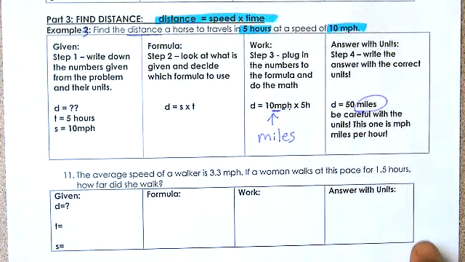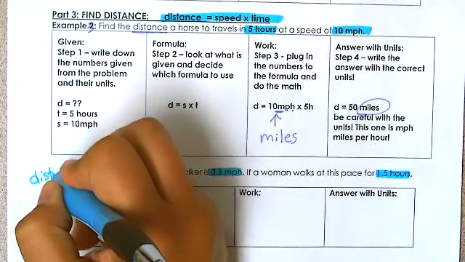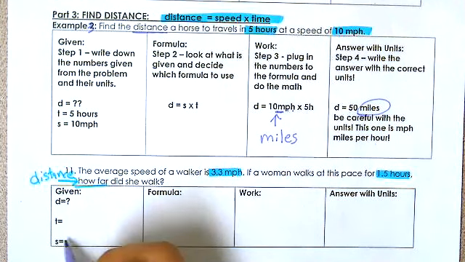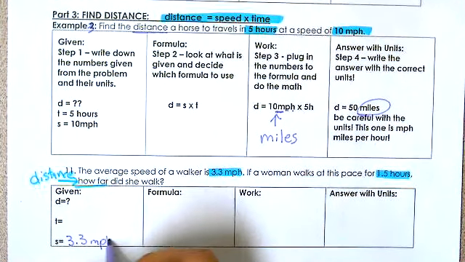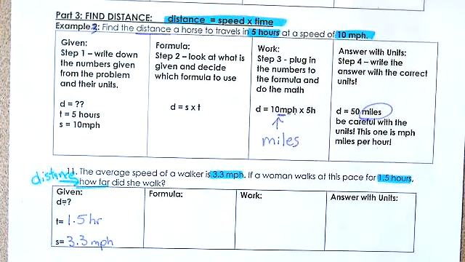Okay, let's do one more together just to make sure you know what you're doing. Number 11, the average speed of a walker is 3.3 miles per hour. If a woman walks at this pace for 1.5 hours, how far did she walk? So how far is the distance? Okay, so step 1, take the information out of the word problem and write it down. So 3.3 miles per hour is the speed. 1.5 hours is your time. And distance is what we're looking for.